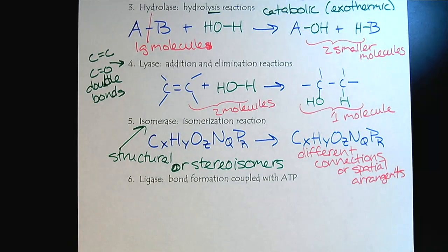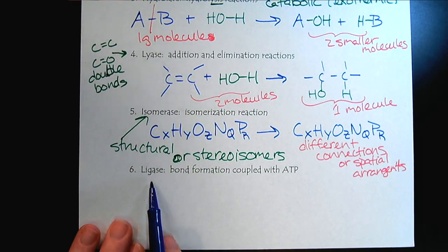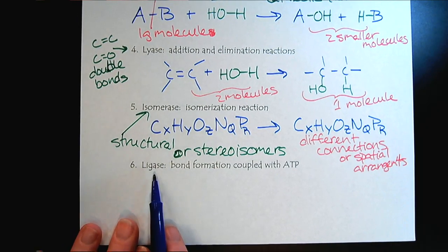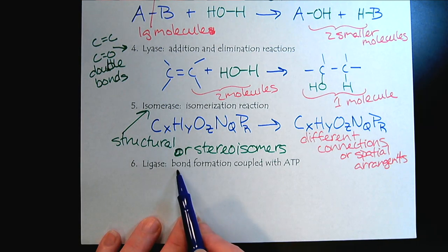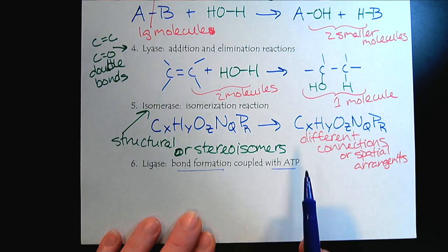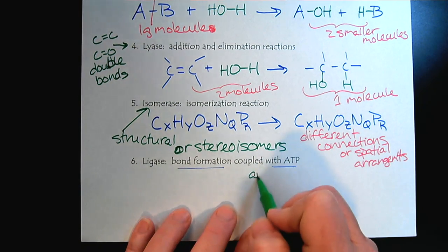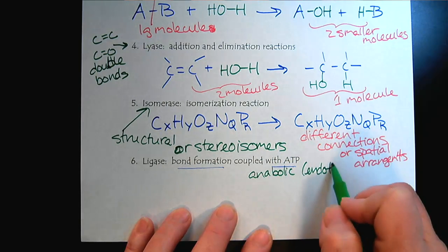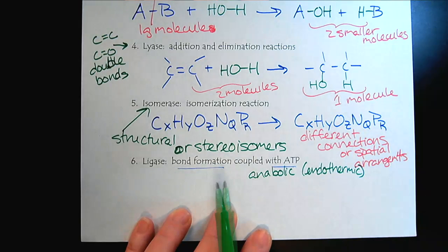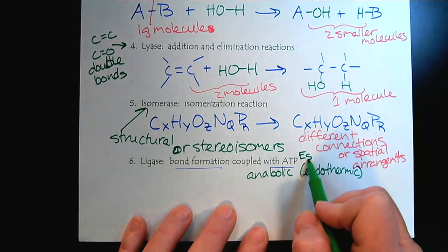The last type of enzyme we're going to look at is the ligase. Ligase comes from the French ligaire, which means to link together. So we have bond formation, and it's coupled with ATP. This is kind of the opposite of hydrolysis. We could think of this as anabolic or endothermic, right? Because the reaction to be catalyzed is endothermic, we couple it with ATP as the energy source. So the ATP will be the E source.